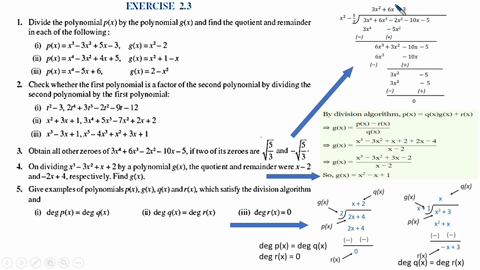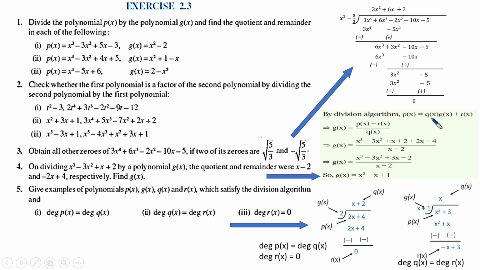And once you get this quotient, again you factorize it. So I'm not going to do this factorization. So you have here two factors, and another two you will get from here, from the quadratic. On dividing this dividend by this divisor polynomial, the quotient and remainder were x minus 2 and minus 2x plus 4. Find gx.